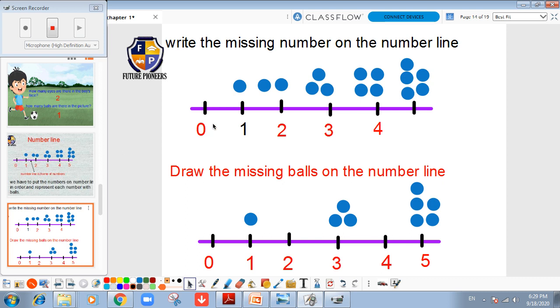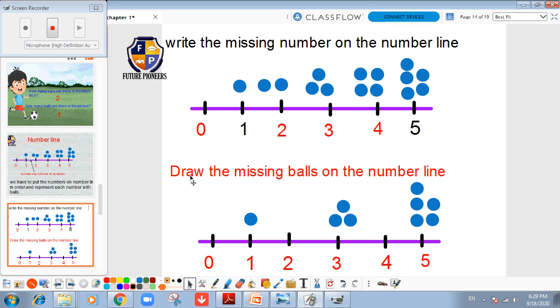What comes after 1? 2, and I represent 2 with 2 balls. 3, and I represent 3 with 3 balls. After 3, 4, and I represent 4 with 4 balls. And after 4, excellent, 5, and I represent 5 with 5 balls.